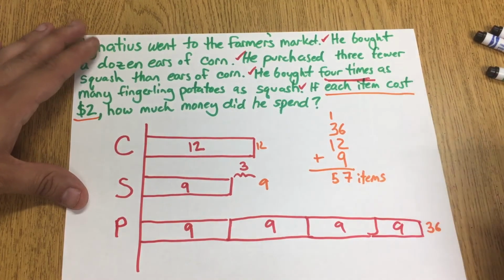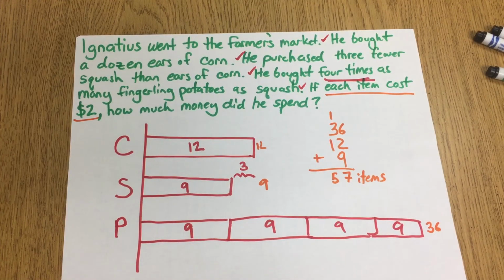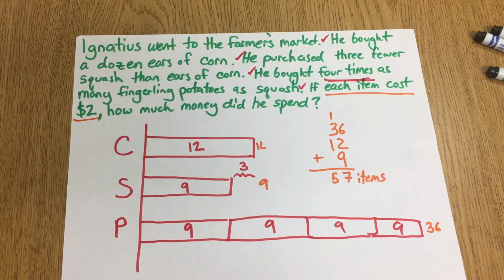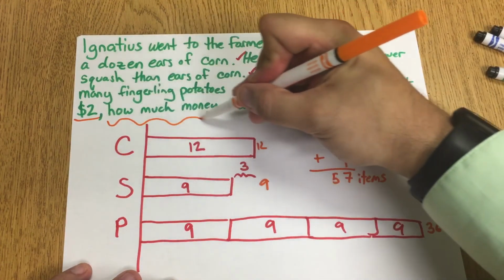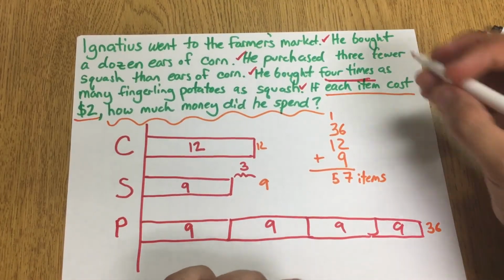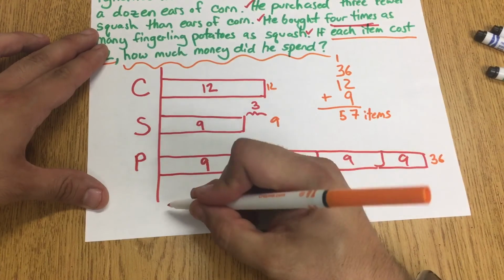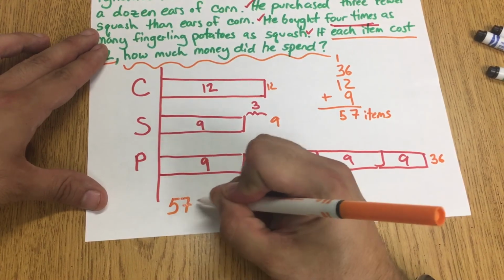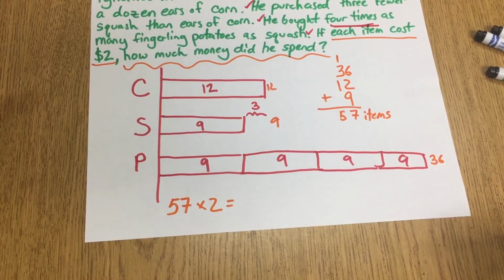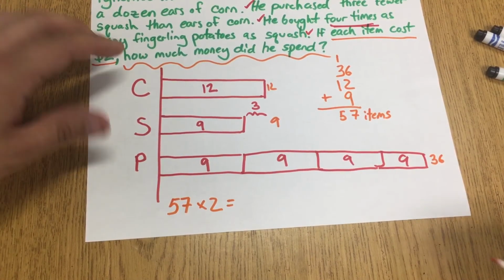Now be careful. Somebody might look at that and say, hey, I'm done. 57 items. But let's read that question again. If each item cost $2, the real question is, how much money did he spend? 57 items, $2 an item. So I'll just put it over here. Really, my equation is 57 times 2. Now, you may know how to multiply 57 times 2, and if you do, that's great. Go ahead and find the answer.